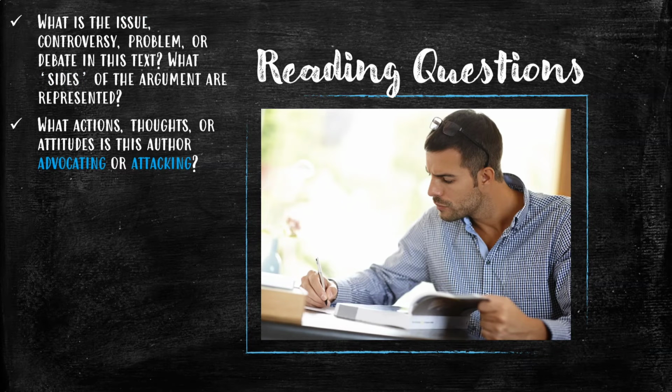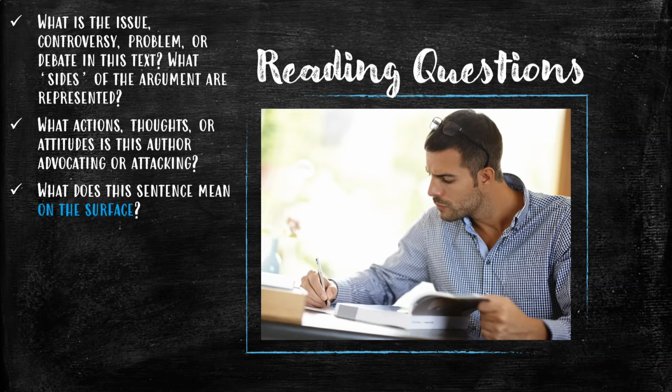Another question you can ask is, what kinds of actions, thoughts, or attitudes is this author advocating or attacking? So does this author want you as a reader or readers as a society to start engaging in specific actions or start considering specific thoughts or adopting specific attitudes? Or likewise, does this author want you as a reader or all readers as a society to stop participating in specific actions, thoughts, or attitudes? Try and really dig into understanding exactly what this author wants from his or her readers.